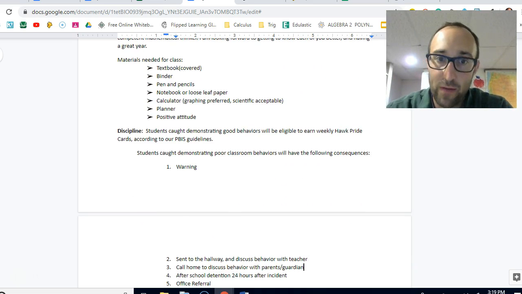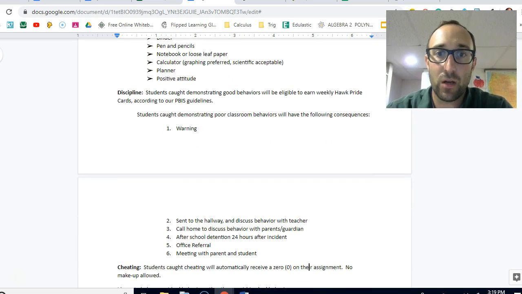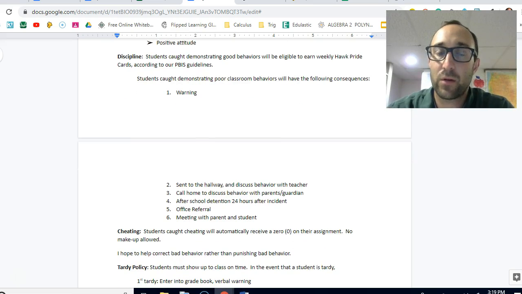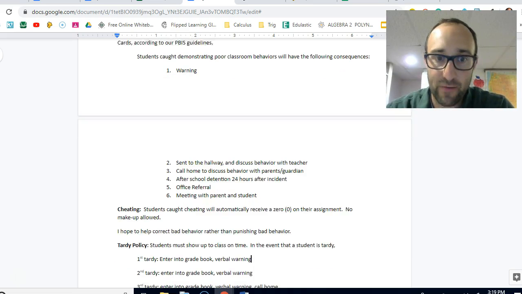All right, we have some discipline. If a student is caught doing poor behavior, then there'll be a warning. They'll be sent to the hallway, and then we'll call home, and then we'll give a detention. If it still continues, we write a referral, and then we'll have to call the parent if we get that far.